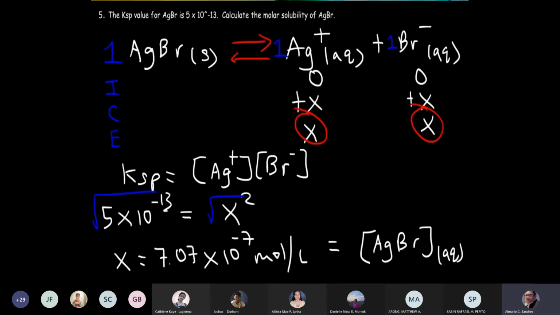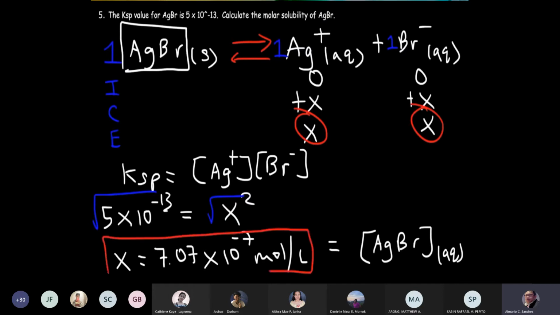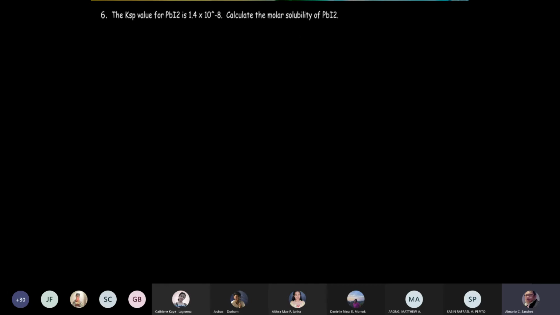So anytime you want to find or calculate the molar solubility of the solid product, the portion that's dissolved in a solution, all you need to do is calculate X. X represents the molar solubility of the substance. And so this is the answer, 7.07 times 10 to the minus 7 moles per liter. For the sake of practice, let's try another one. You can work on this example if you want to.